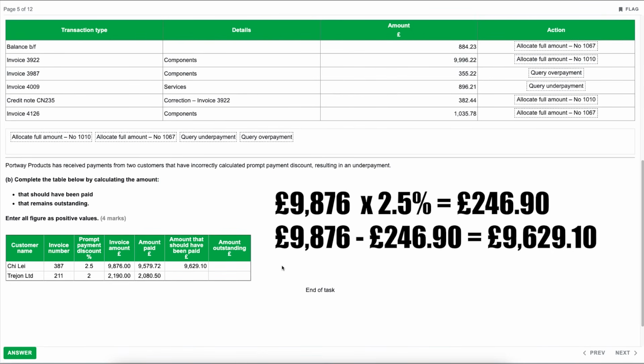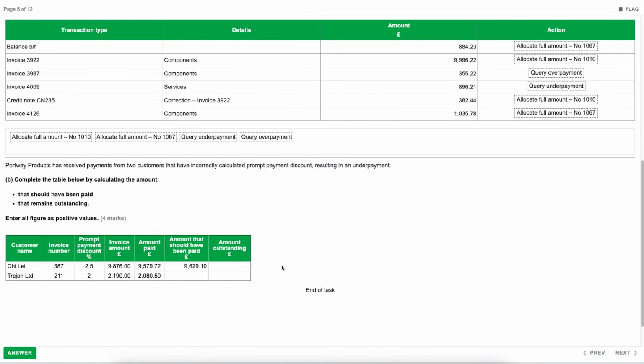£9,629.10. Now we can see that the actual amount that's been paid is £9,579.72. So effectively, they have underpaid. So this is the amount that they should have paid, £9,629.10. The amount that has actually been paid was £9,579.72. So your difference between the two will be the amount outstanding. So if we do the difference between the two, that gives us an amount outstanding of £49.38.